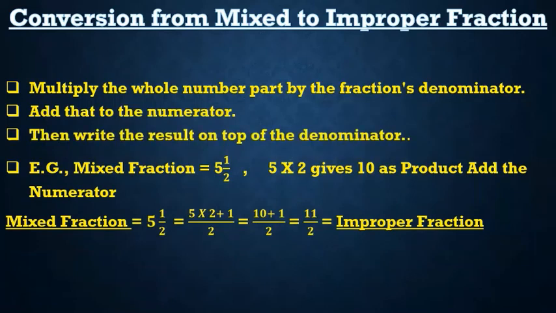Now we got 10 as the product. Now we will have to add 10 to the numerator. So what is the numerator? The numerator is 1. What is 10 plus 1? It is 11. So our denominator will be the same. It will never change. So that means 5 1 by 2 is equal to 11 by 2.